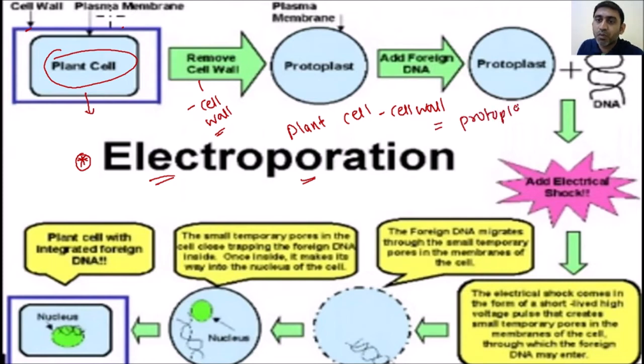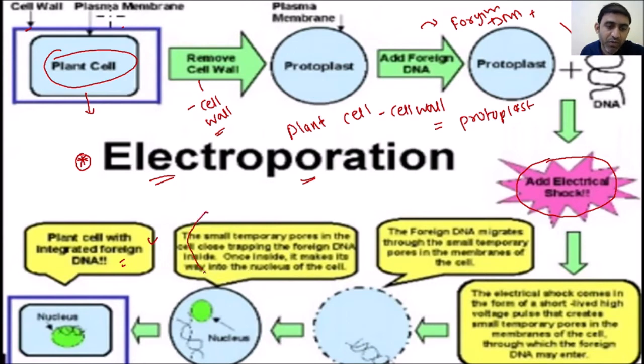So to this protoplast, the foreign DNA is going to be added. Now this foreign DNA is added, and then they are going to apply an electric shock. So this is electroporation. This plant cell is integrated with the foreign DNA, and small temporary pores in the cell open, then close, and the foreign DNA is going to be introduced inside.